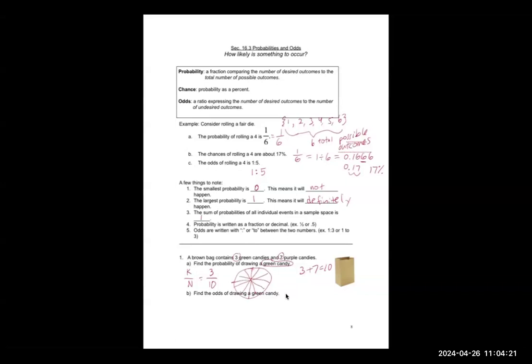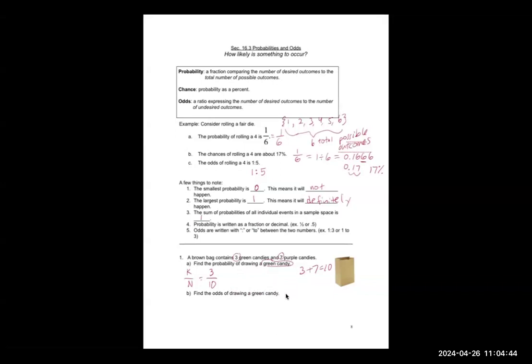I don't know if that was 10. And then we'd shade 3 of them. And that was what we could think of as the amount of how likely we are to pick a green one. Okay. And then it says find the odds of drawing a green candy. So we're going to draw, it's just expressing the same thing in a different way.